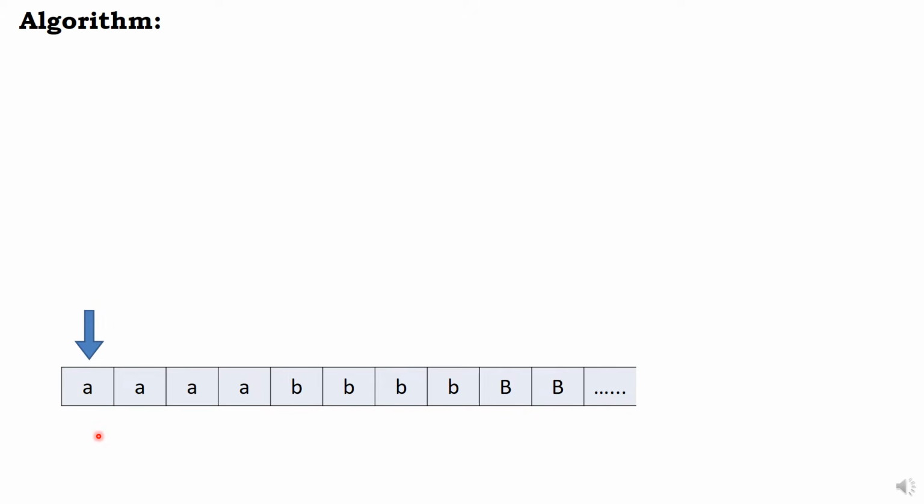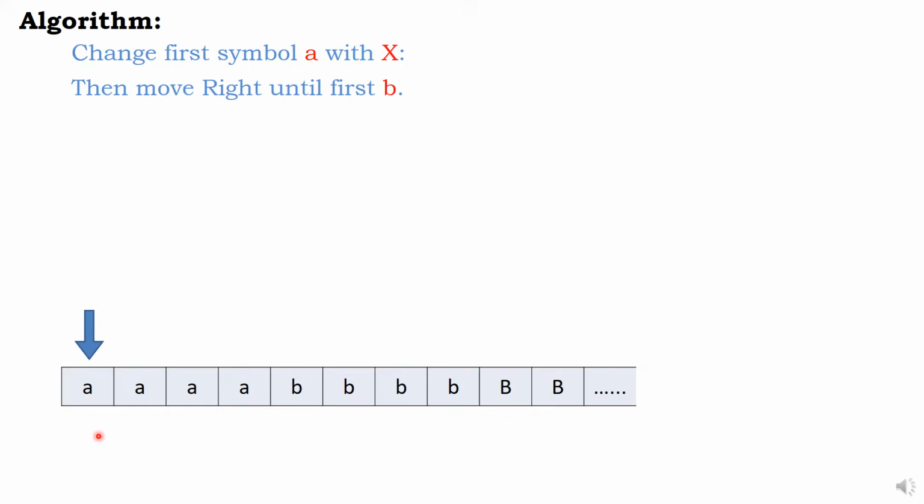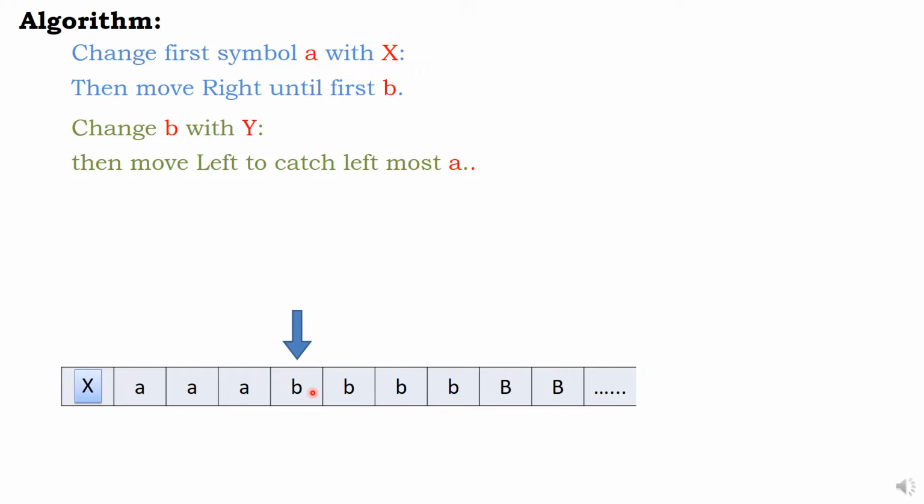What is the algorithm I am going to follow? If you find an a, replace it with x and then go to the right side. Again I am repeating the same algorithm. Done. Replace by x, go right side. What should you do now? Identify b. I did, sir. Replace it by y and then go to the left side. Change b with y and then go left side.